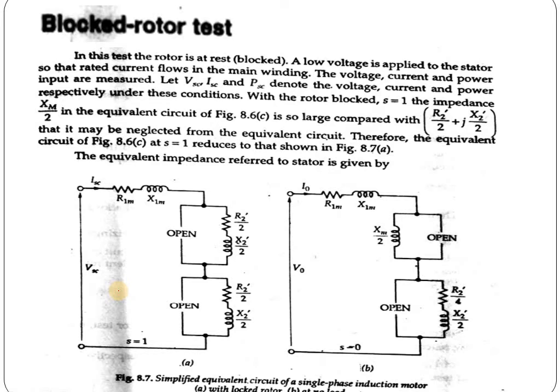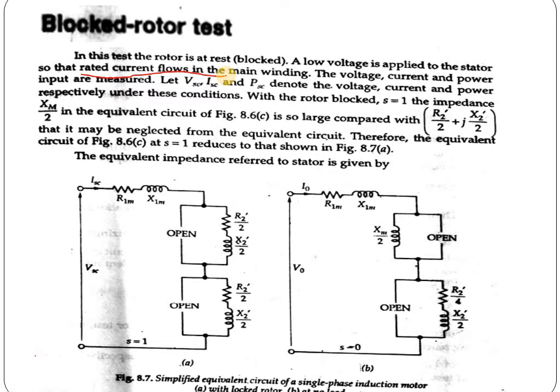In this test, the rotor is at rest or blocked. A low voltage is applied to the stator so that the rated current flows in the main winding. You can ask me a question, what do you mean by rated current? Our aim is to flow the rated current through the machine.